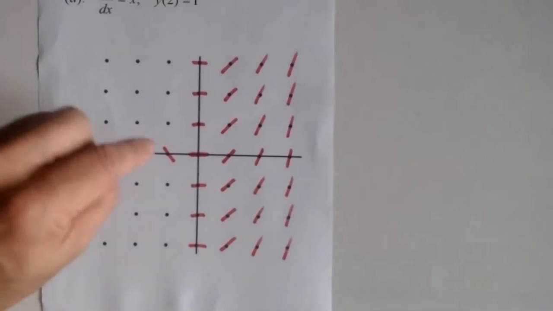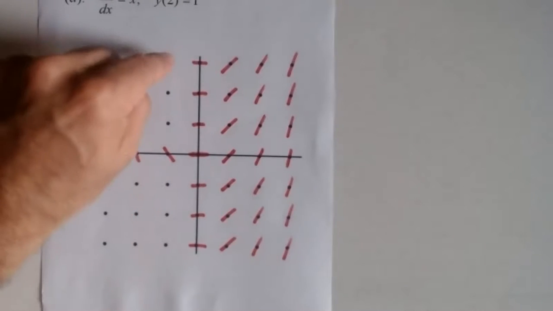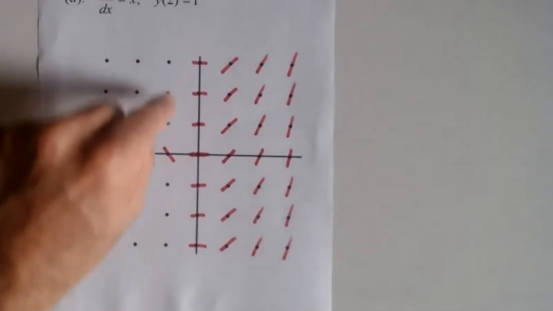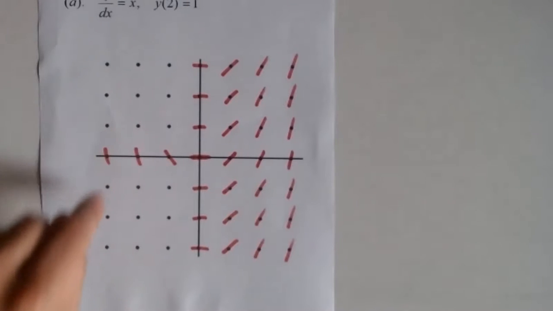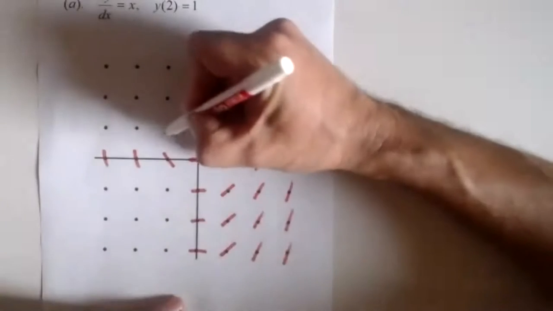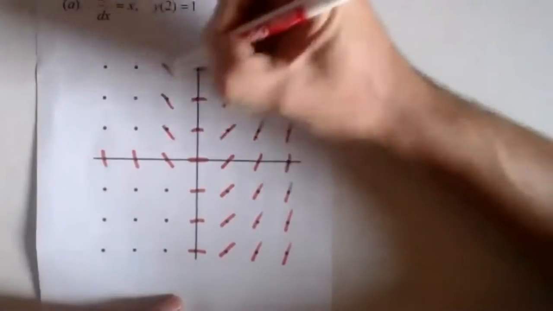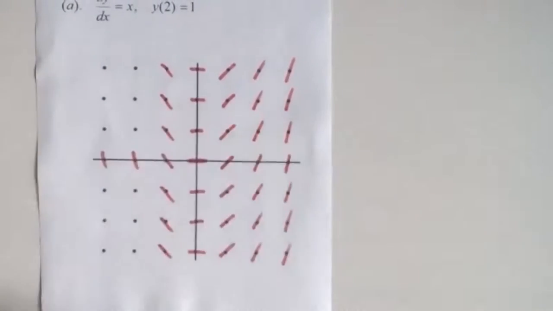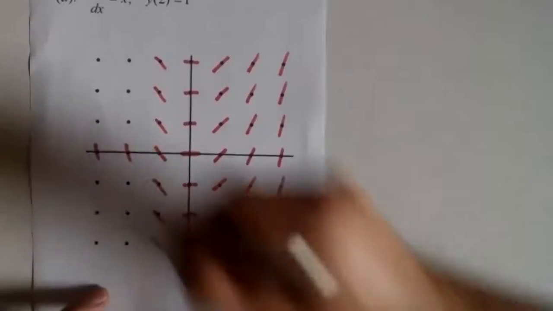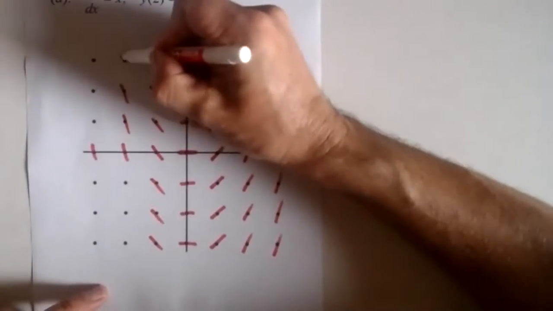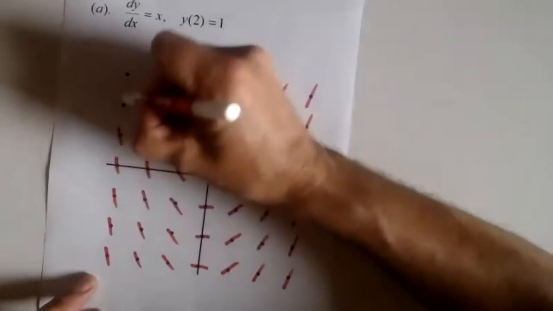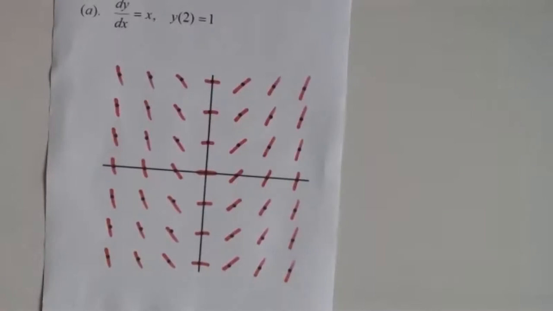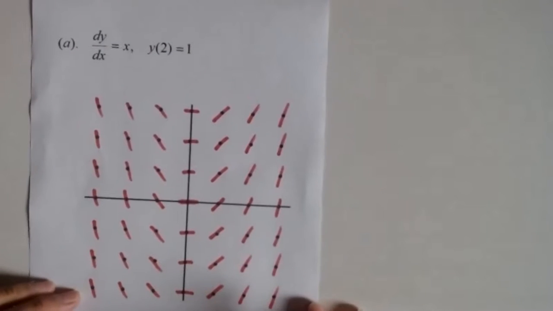Okay, let me just do the left side. Well, it's going to be the same reasoning. For all this line, x is negative 1. For all this line, x is negative 2. For all this line, x is negative 3. So in all this line, I'm going to have negative 1s, correct? And this is negative 2, so it's going to be more vertical, right? And here is negative 3. Okay, more, more, more, more, more, and more. Now, this is my slope field, correct?